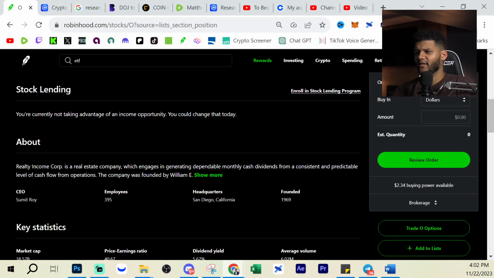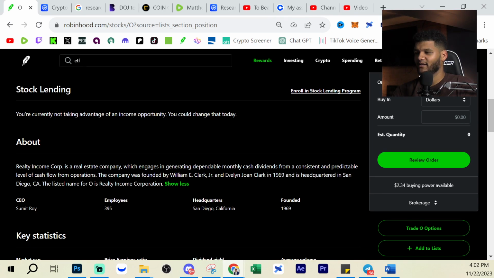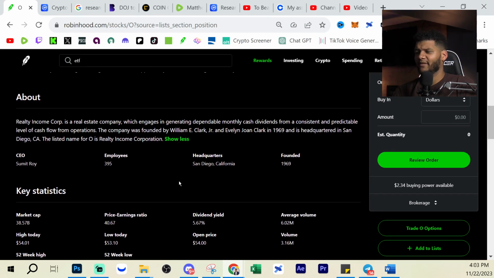Realty Income is a real estate company which engages in generating dependable and monthly cash dividends from a consistent and predictable level of cash flows from operations. The company was founded by William E. Clark Jr. and Evelyn Joan Clark in 1969 and is headquartered in San Diego, California. It is listed under the ticker O, Realty Income Corporation. They have 395 employees, again, founded in 1969.